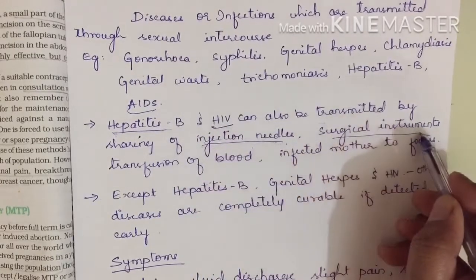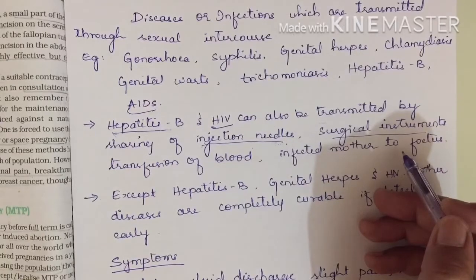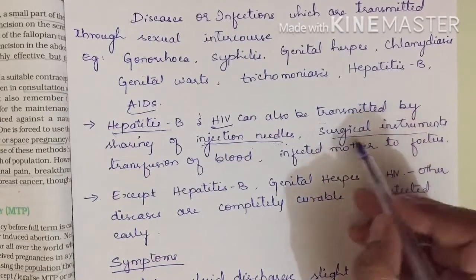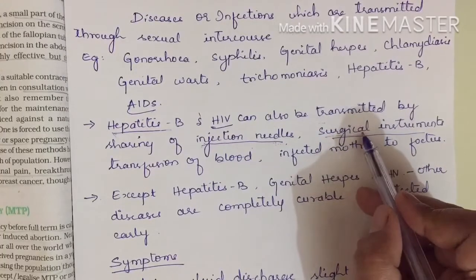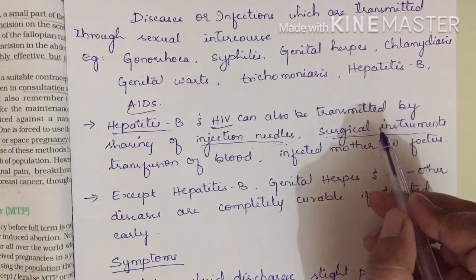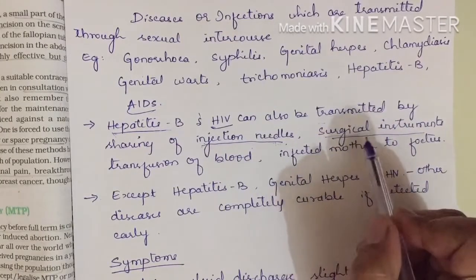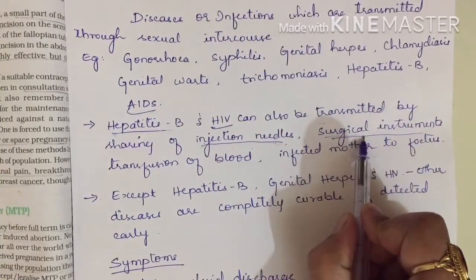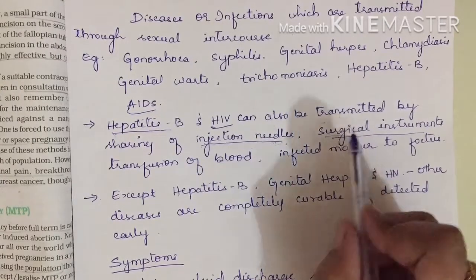Through surgical instruments. Surgical instruments used in surgery, like scissors and scalpels. If they have been used on one patient, and the same surgical instruments, without sterilizing, are used on another patient, then that also can help to transfer the disease or infect that person.